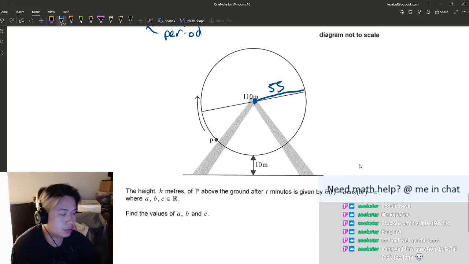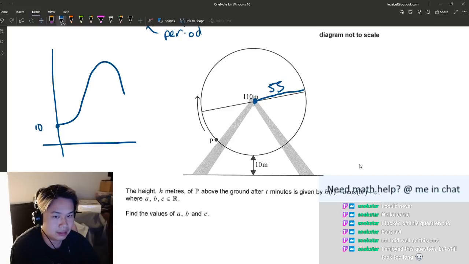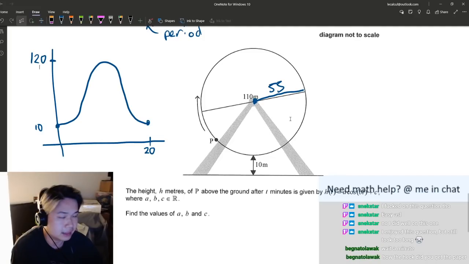First off, let's draw out what the wave should look like. At its lowest point, it starts at the bottom as 10, and then it rotates upward to a maximum, and then it rotates back down to complete a revolution. And this should take 20 minutes. If the diameter of the wheel is 110, then the maximum height is 120. 10 plus the radius is going to bring you to the center of the wheel, so that would be 65.